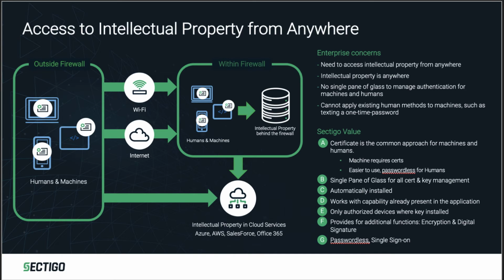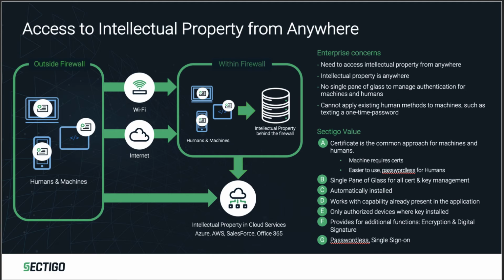So let's think about it like this. Intellectual property is in a lot of different places, and you have to cross a lot of hostile network boundaries in order to get to it. So your enterprise has this enormously complicated heterogeneous environment where there's no single pane of glass to manage authentication for those machines or those human beings. Well, part of the problem that I've seen is that applying weak forms of old human authentication methods to machines, such as hard coding passwords into those machines, has been a disaster. Things like the Mirai botnet have shown us that.